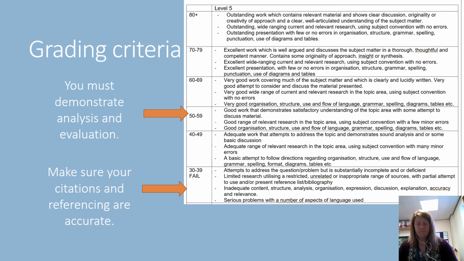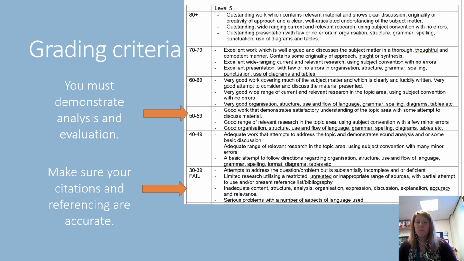As you can see from the grading criteria for the 60 to 69, it says using subject convention with no errors. So assuming you do have errors, that will automatically drop your grade. It's really disappointing for us as lecturers. I've had in the past some really beautiful essays and reports, but unfortunately because the referencing and the citations are full of inaccuracies, it will drop to a 58. Please don't let yourself be one of those people.